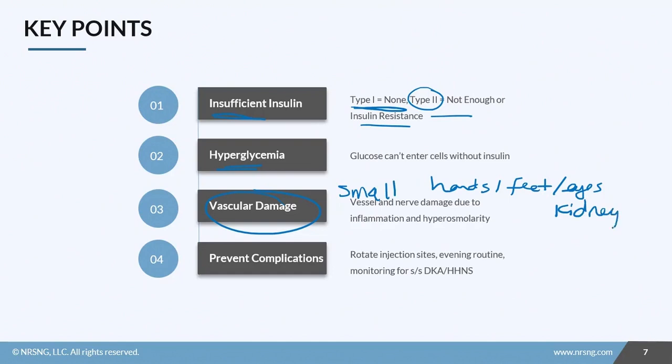Those are the most important things that you're going to see with these patients. So we want to work on preventing those complications. We want to rotate injection sites so we prevent issues with their sub-Q fat. We want to consider their evening routine. Do they need a snack? Do they need a bedtime dose of insulin? And then, of course, we're going to monitor for signs and symptoms of exacerbations like DKA or HHNS, which again have their own lessons. Make sure you check those out.